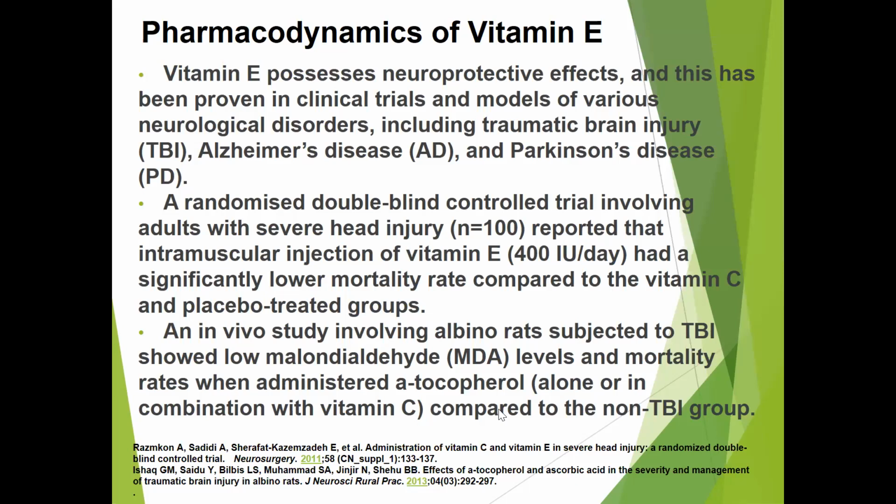Okay, vitamin E possesses a neuroprotective effect, and this has been proven in clinical trials and models of various neurological disorders, including traumatic brain injury, Alzheimer's disease, and Parkinson's disease. A randomized double-blind controlled trial involving adults with severe head injury reported that intramuscular injections of vitamin E had a significantly lower mortality rate compared to the vitamin C and placebo-treated groups. An in vivo study involving albino rats, for example, subjected to TBI, showed low malondialdehyde levels and mortality rates when administered alpha-tocopherol alone or in combination with vitamin C, compared to the non-TBI group.